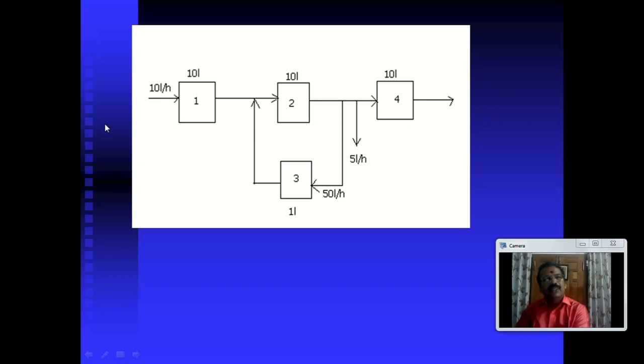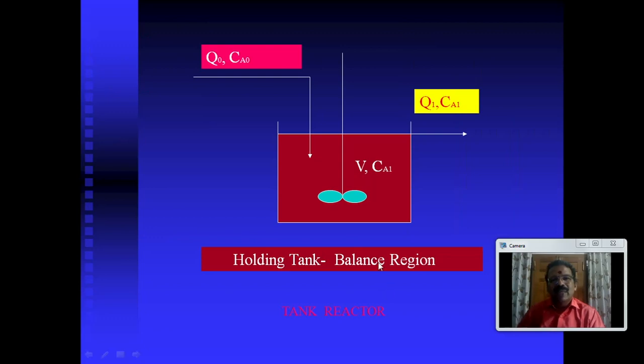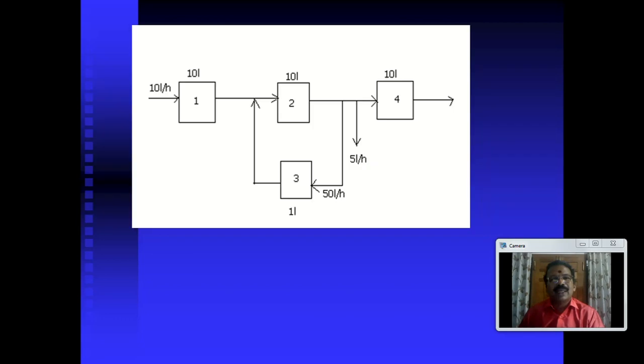The series of tank reactors involved in this chemical reaction is shown here. I will show you the volume capacity V of each and every tank. The first tank, the volume capacity is 10 liters. It is connected to the second tank. The capacity is 10 liters. It is connected to the fourth tank. The capacity is 10 liters.